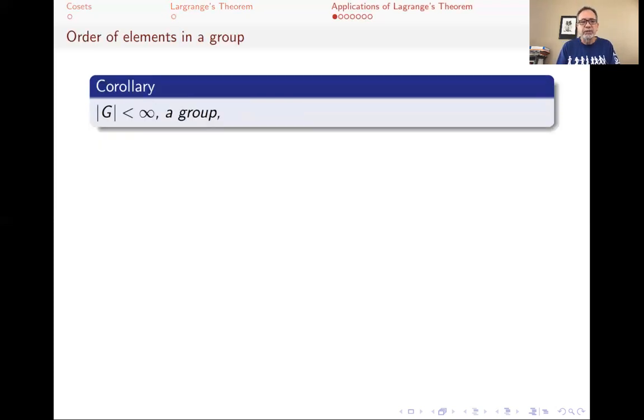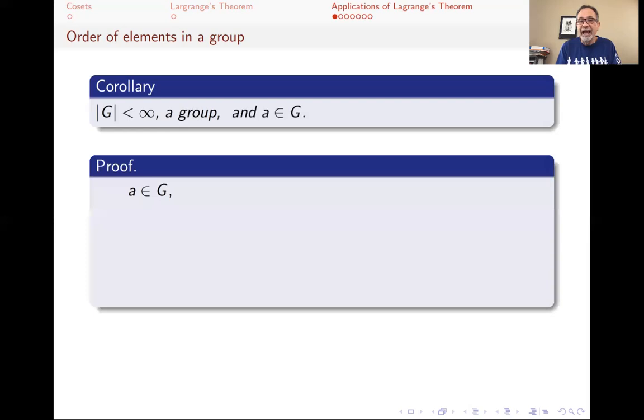Let's look at consequences of this. So let's start with a finite group, and I'm not going to even tell you what I'm going to prove until I prove it, because Lagrange's theorem actually helps us prove things. You start using it and you'll end up proving things even without noticing. So let's say we have an element a in G, and what am I going to prove? Well, I don't know yet. So I start with that element in G.